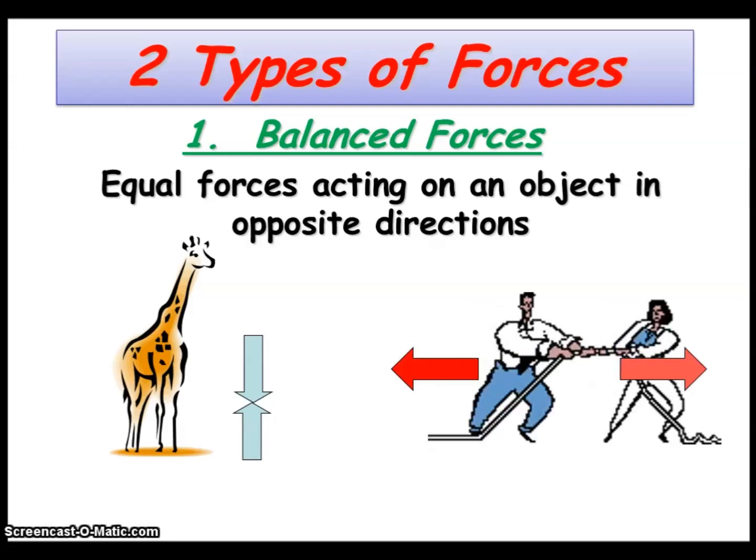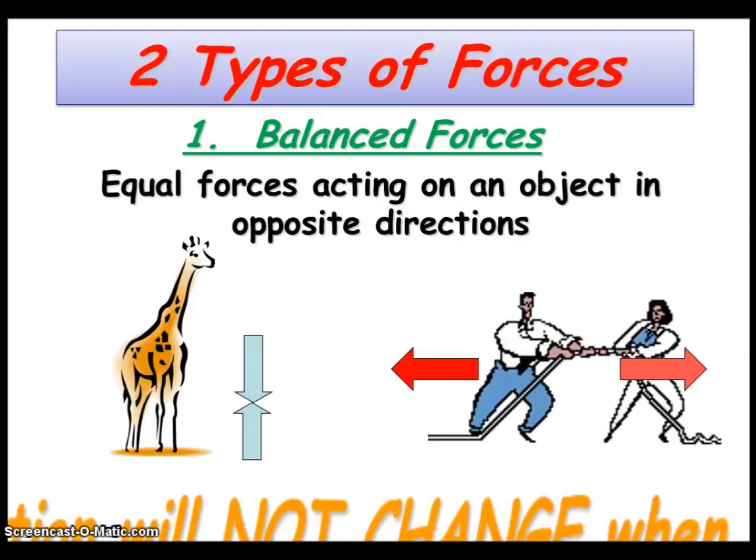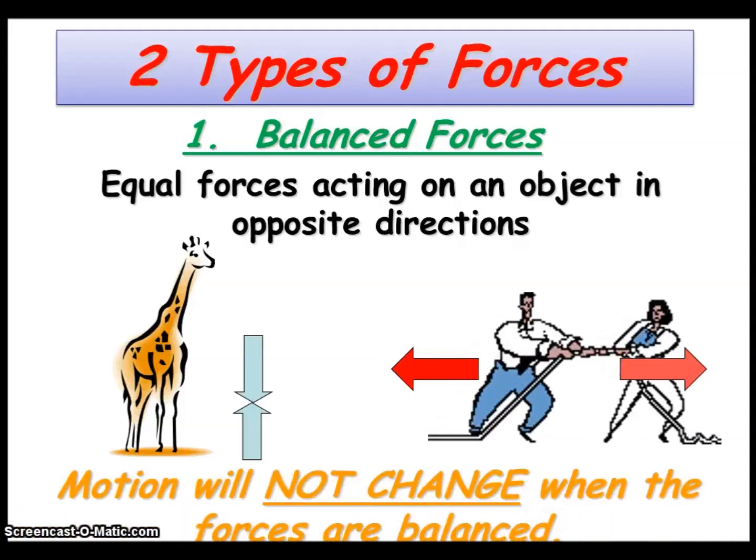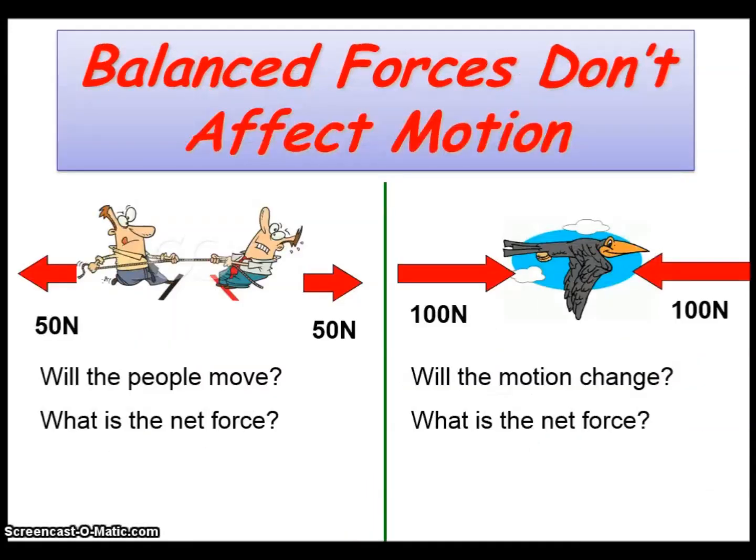Look at the two people playing tug of war. Notice the arrows in opposite directions, but neither is pulling more towards the other because these are balanced. They have an equal amount of force applied to the rope. Motion will not change when the forces are balanced. Balanced forces don't affect the motion.